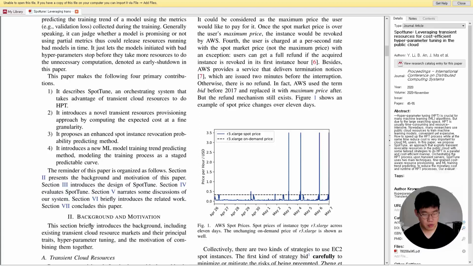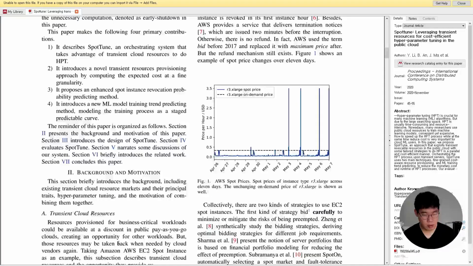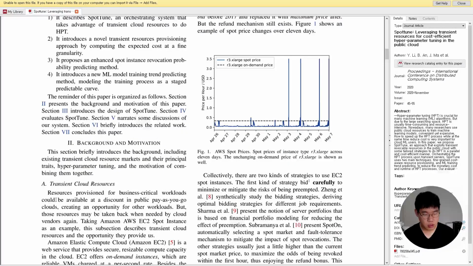Background and motivation. This section briefly introduces the background, including the existing transient cloud resources market and its principal traits, hyperparameter tuning, and the motivation of combining them together. Transient cloud resources provisioned for business-critical workloads could be available at a discount in public pay-as-you-go clouds, creating an opportunity for our workload. But those resources may be taken back when needed by cloud vendors again.